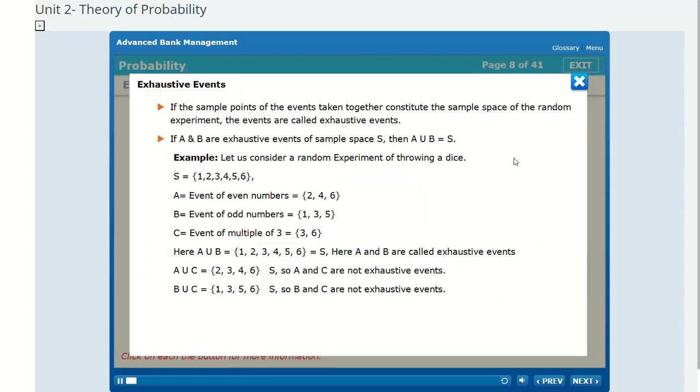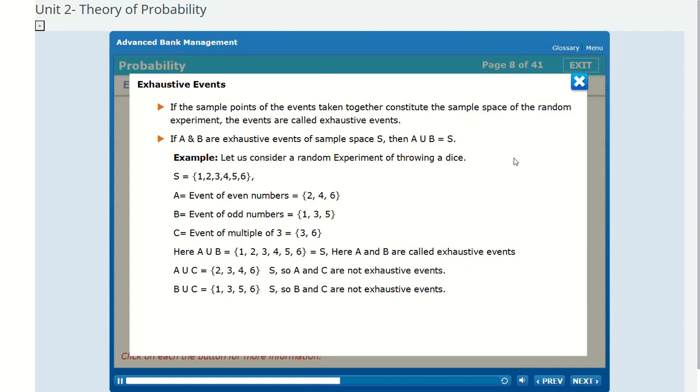Exhaustive events. If the sample points of the events taken together constitute the sample space of the random experiment, the events are called exhaustive events. If A and B are exhaustive events of sample space S, then A union B = S. Example: let us consider a random experiment of throwing a dice. S = {1, 2, 3, 4, 5, 6}. A = event of even numbers = {2, 4, 6}. B = event of odd numbers = {1, 3, 5}.